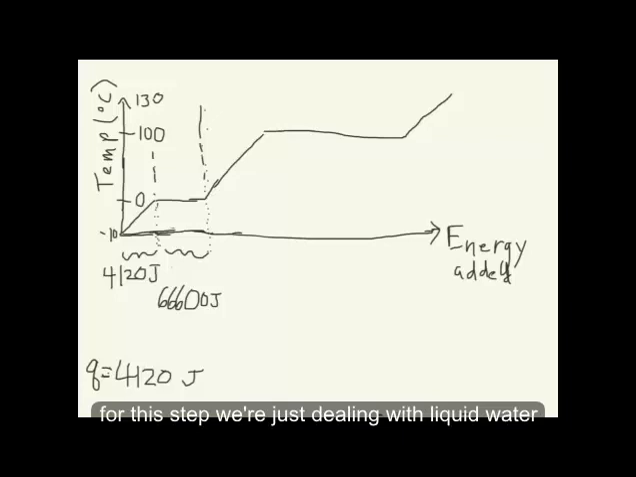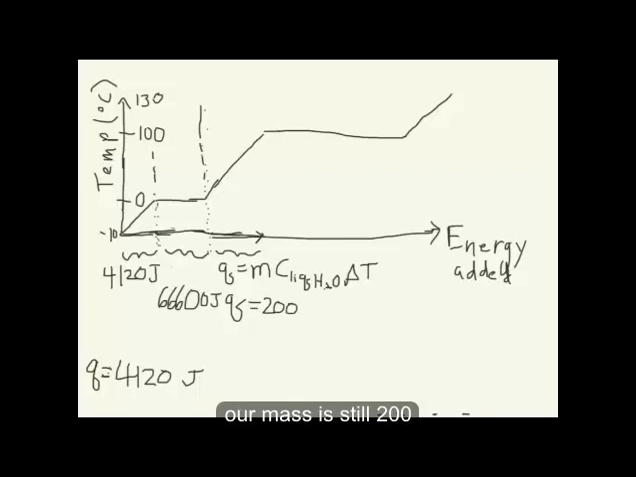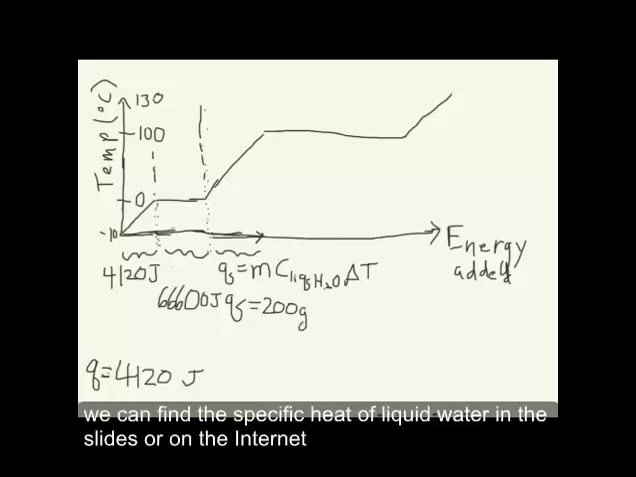For this step, we are just dealing with liquid water. So we need the specific heat capacity of liquid water, because the heat required for this step is the mass of the liquid water times the specific heat of the liquid water times the increase in temperature. Our mass is still 200 grams. We can find the specific heat of liquid water in the slides or on the internet.